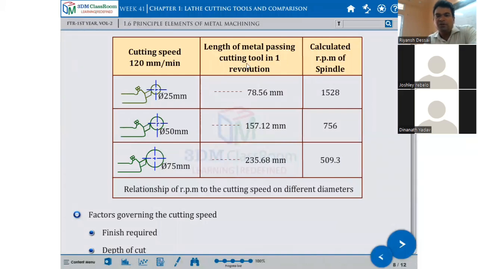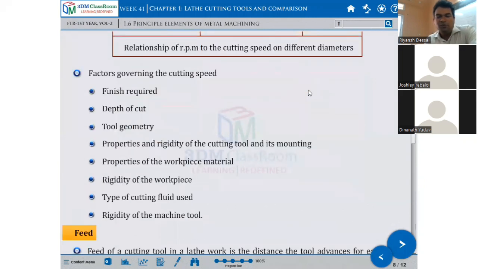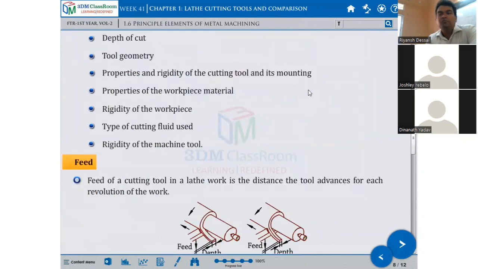The length of metal passing the cutting tool in one revolution is the feed, which is also given here, and this is the speed. Just remember that equation: cutting speed V is equal to pi D N upon 1000. You can find N from that equation. In the case of the drilling machine, I solved this RPM problem. Similarly, the same type of problem will be here also, in the lathe machine speed calculation.